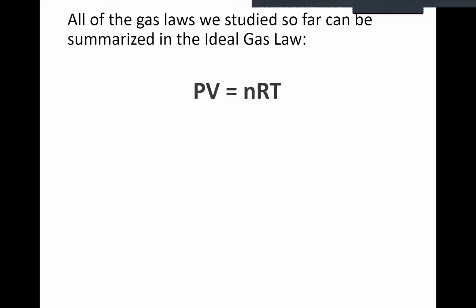But what if we put that all together for any gas in any one given set of conditions? Its pressure times its volume is equal to the number of moles that it has times something called the universal gas constant, which is abbreviated R, times temperature. PV = nRT. R is the different letter that we see here, and it stands for universal gas constant.